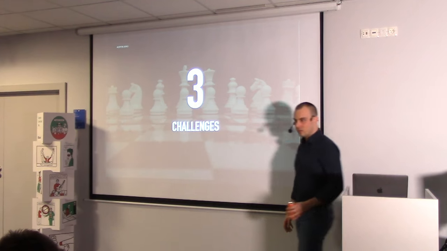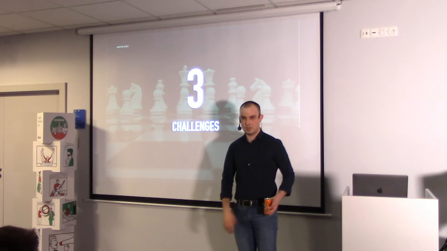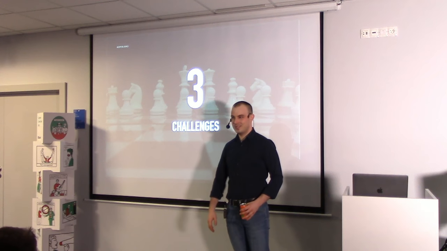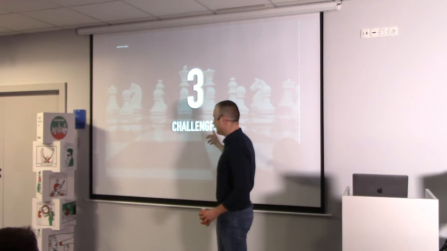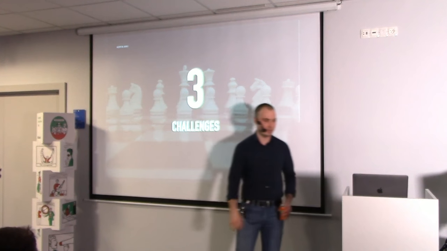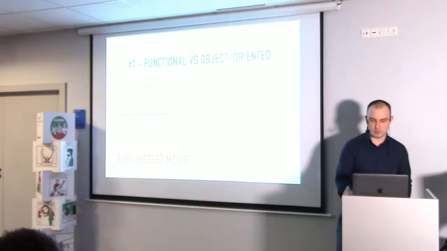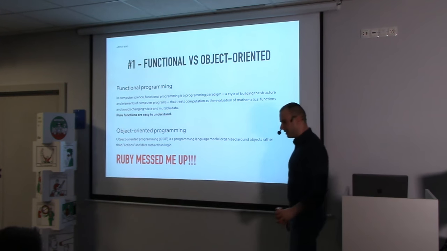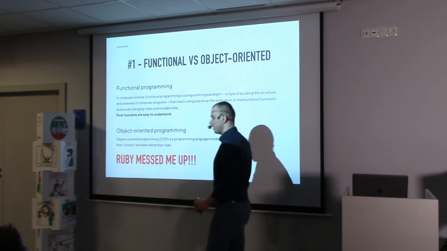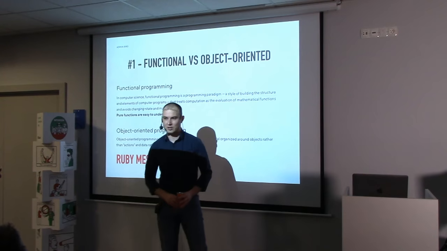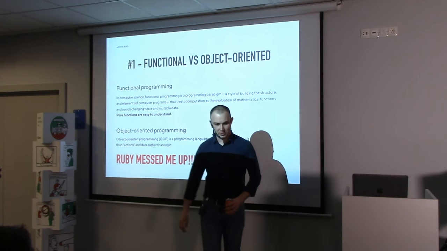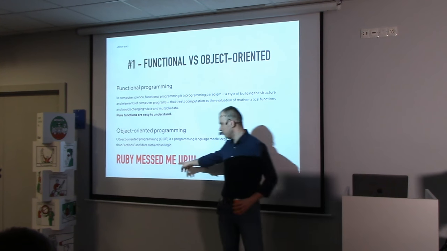If you don't have any questions regarding that part and everything is clear, I will gradually move to the challenges. So, three challenges we had during the development. The first challenge is functional versus object-oriented programming, and why Ruby messed me up. So I will start with that, okay?